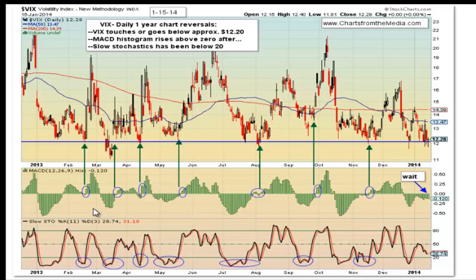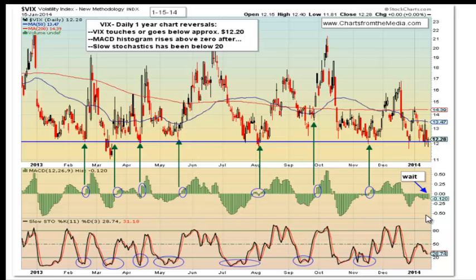So here are the times. We're going back to February. The stochastics was below the 20. It was in the oversold area. The MACD hit above the 0 line, and then we had a large rise up. And then this continues on throughout the year. Okay, so we have 1, 2, 3, 4, 5, 6, 7.